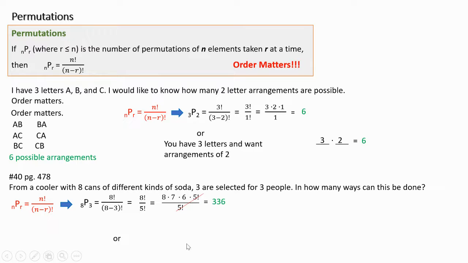Now, let me do it another way, right? You have 8 cans and you want arrangements of 3. So we're going to put 1, 2, 3. These are the arrangements. How many can go here? 8. Then after you choose 1, there are going to be 7 left. And then after you choose another one, there are going to be 6 left. So this is my answer, 8 times 7 times 6. And if you notice, that's what I got up here. The answer is 336. Only for permutations, you can do it in 2 ways. For combinations, you can't. Okay, that's the next thing that I'm going to cover.